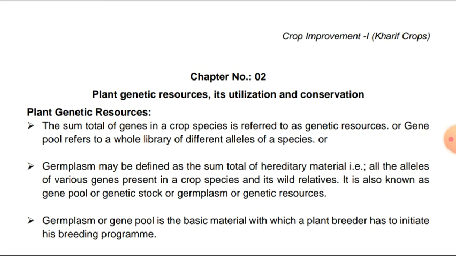It is nothing but the sum total of the genes in a crop species, called genetic resources or gene pool. It is also considered a whole library of the different alleles present in the species. It is the sum total of the hereditary material, all the alleles of various genes present in the crop species and its wild relatives. The importance of germplasm or gene pool is that it is the basic material used by the plant breeder to carry out the breeding program.